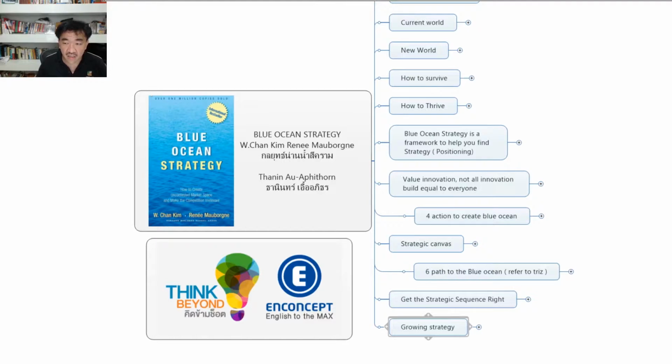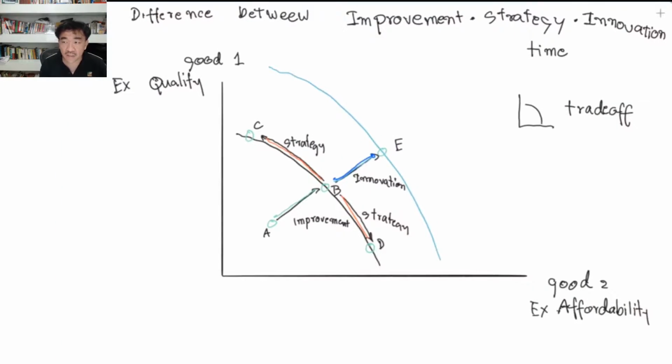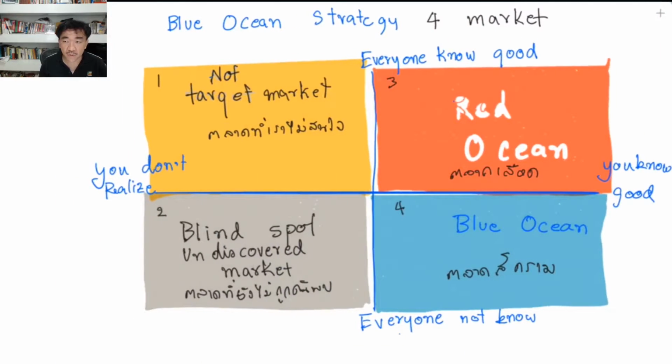Before we start with the concept, I would like to explain two key concepts in this book. The first thing is the market, or what we call ocean in this book. The second concept is the concept about strategy, because if you don't understand the concept about market and the concept about strategy and you go to read this book, you may not fully understand the concept the author is trying to explain. I would like to start with the first concept, the four market spaces.